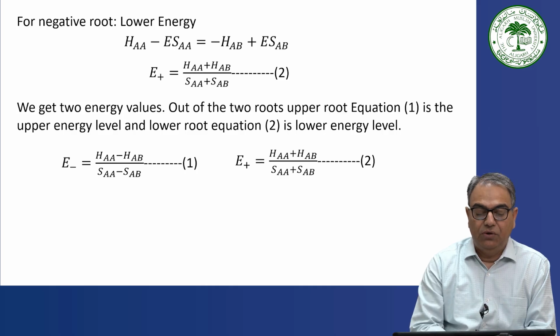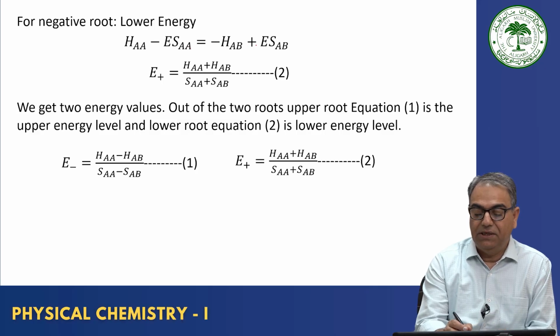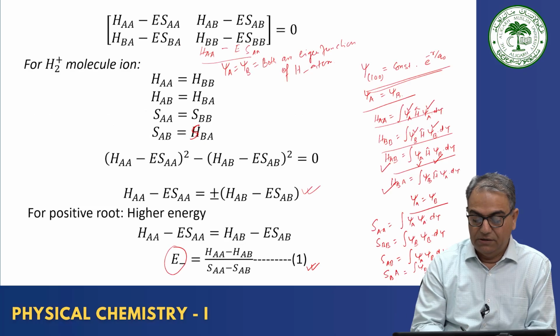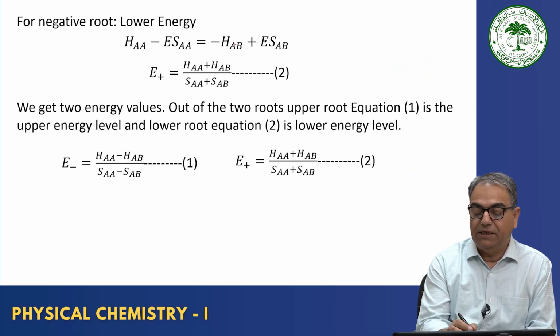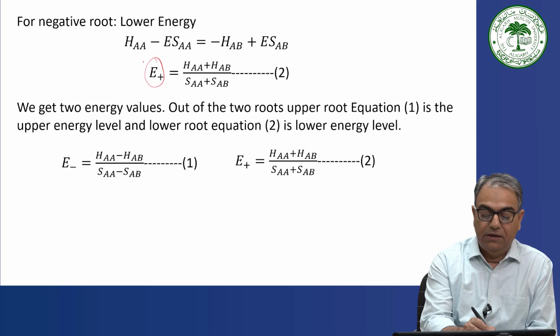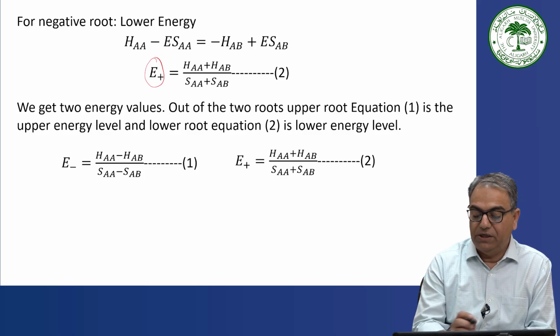For the negative root, or lower energy, you will get HA minus ESA and minus HAB plus ESAB. You look at this one. This is what you get, HAB minus ESAB. So what you get is minus HAB plus ESAB. And finally for E plus, what you get is HAA plus HAB over SA plus SAB. So two energy values we get. One is for the positive root, another is for the negative root.